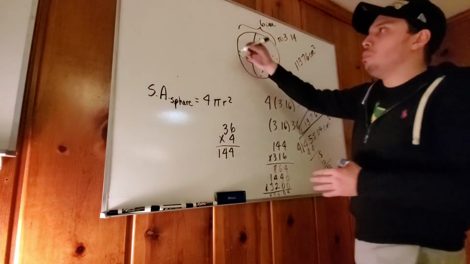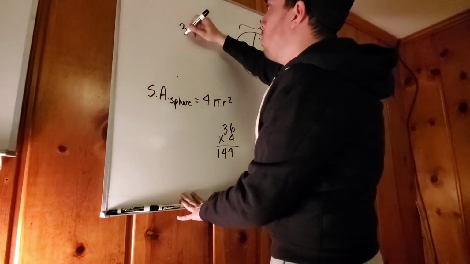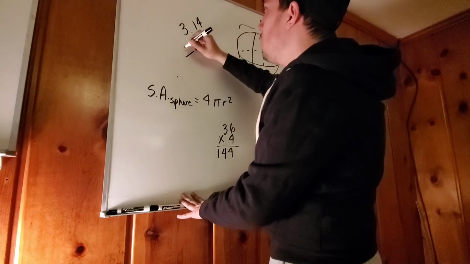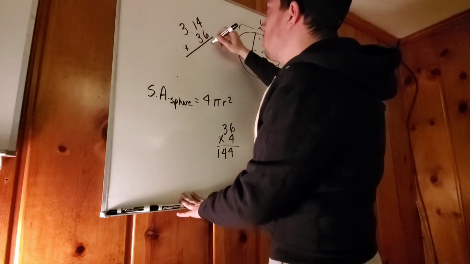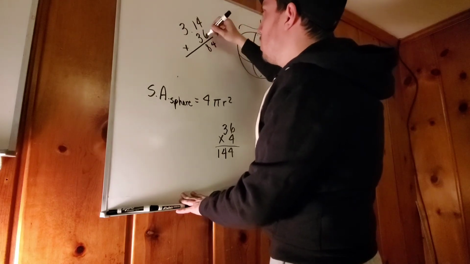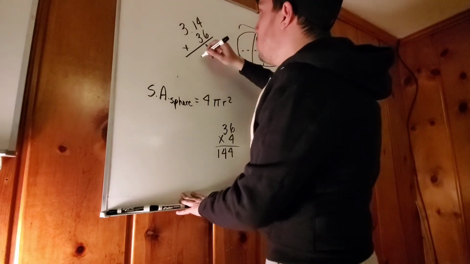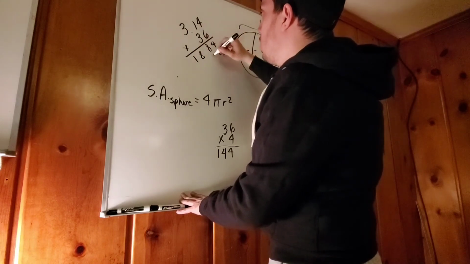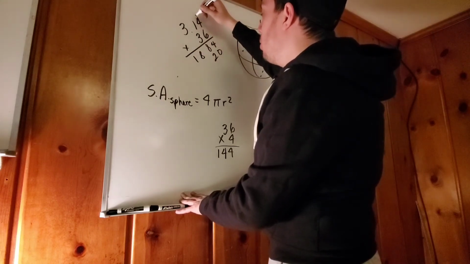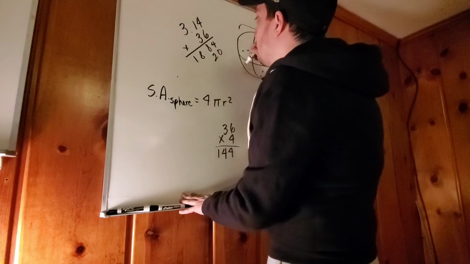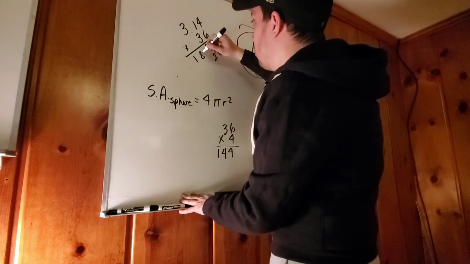Wait, if I multiply 36 times 3.14, what do I get? 6 times 4 is 24, and a 2 goes up. 1 times 6 is 6, plus 2 is 8. 6 times 3 is 18. 0, 2, and a 1 goes up. Yeah, I'm going to get what the book says just by doing this. I don't know. Somewhere I made a mistake here, and that's why you check your math.